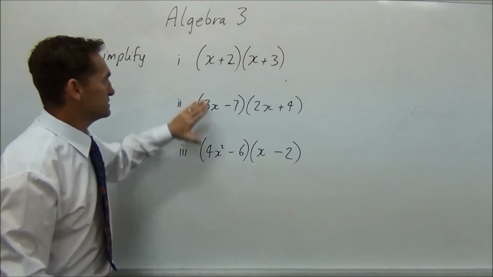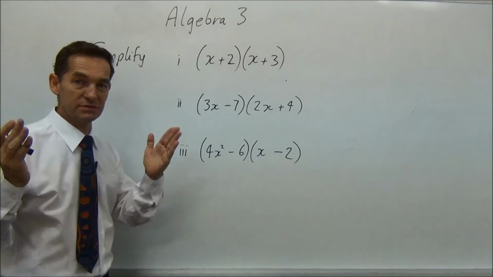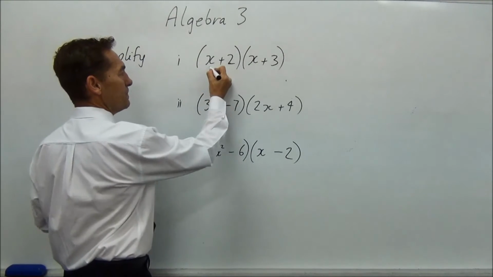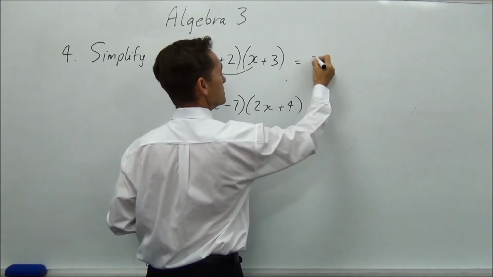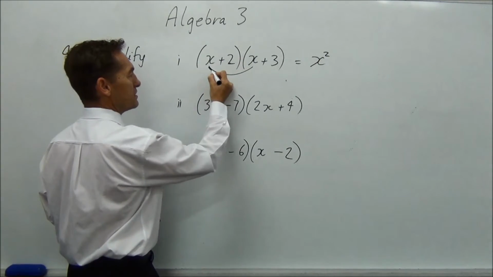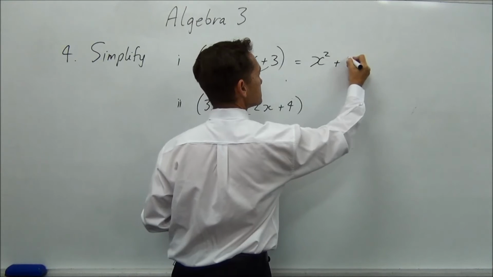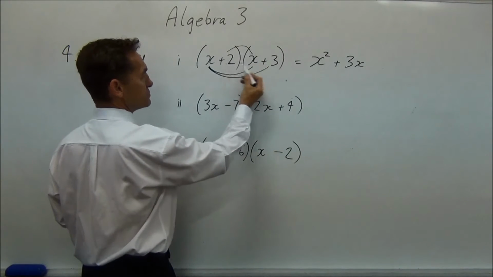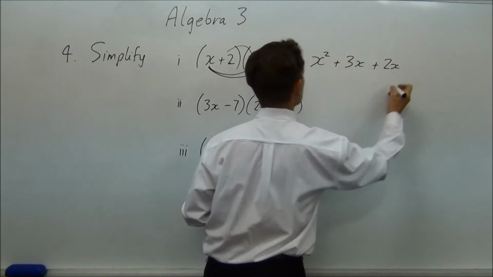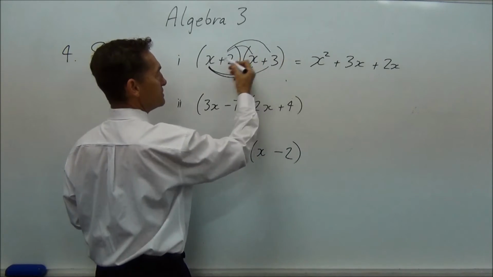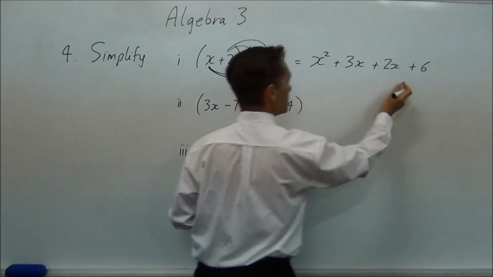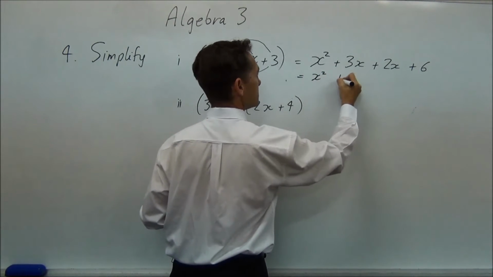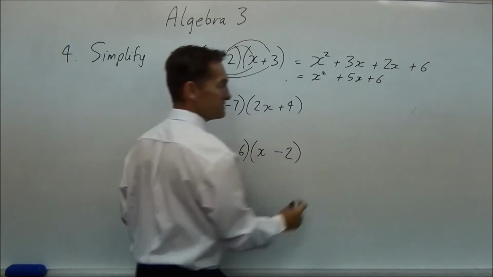G'day again, part 4. So we're going to simplify in brackets, and brackets means multiply. Okay, so we're going to multiply everything. So if we multiply this one, we'll just do it one at a time. X multiplied by x is x squared. X multiplied by plus 3 is plus 3x, plus 2 multiplied by x is 2x, plus 2 multiplied by plus 3 is 6. Can I join anything together? Yes, I can join those two together. So I get x squared plus 5x plus 6.